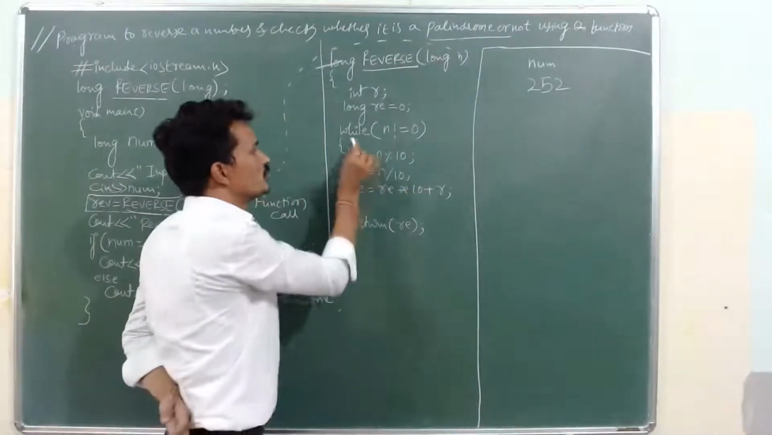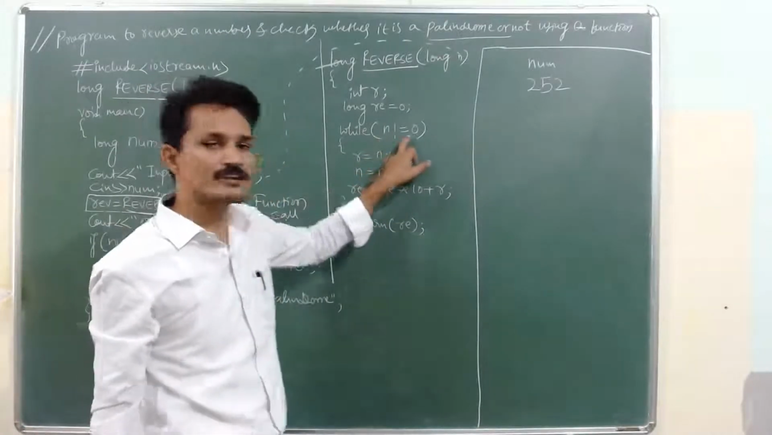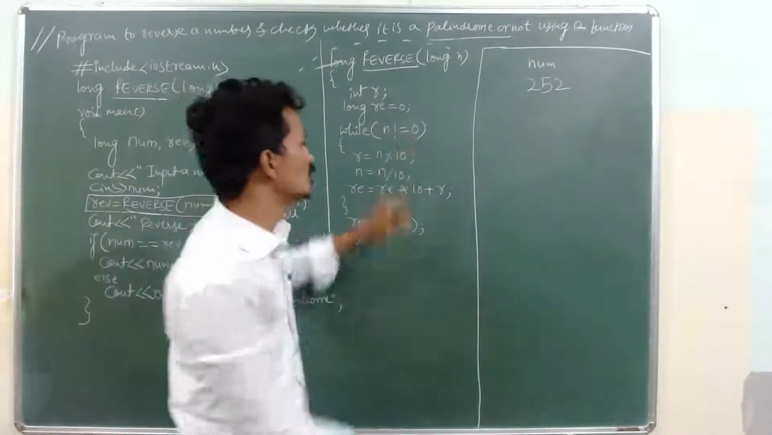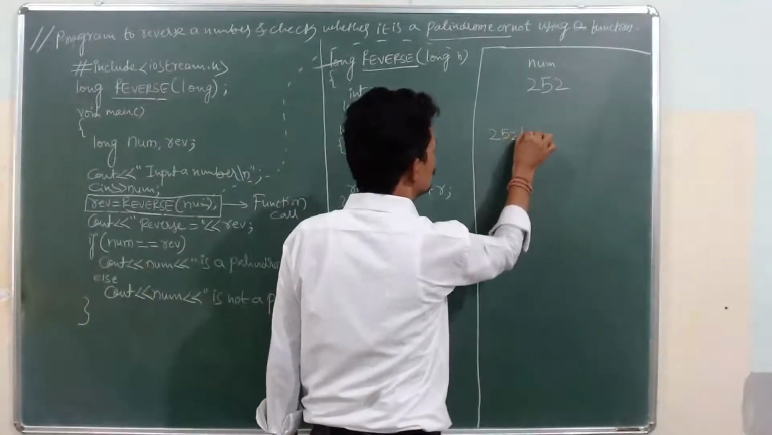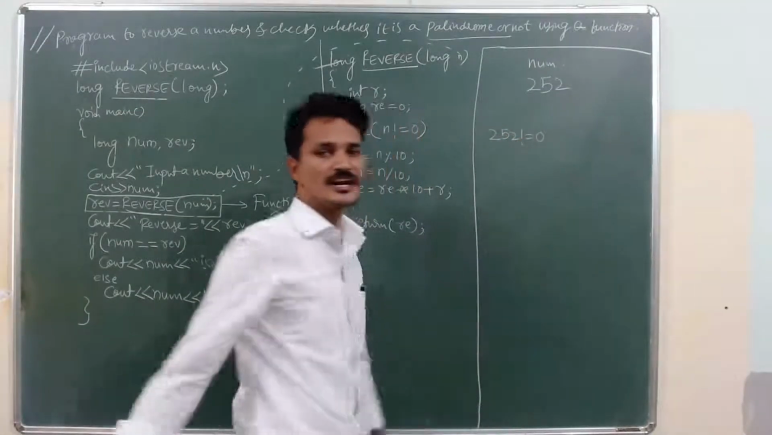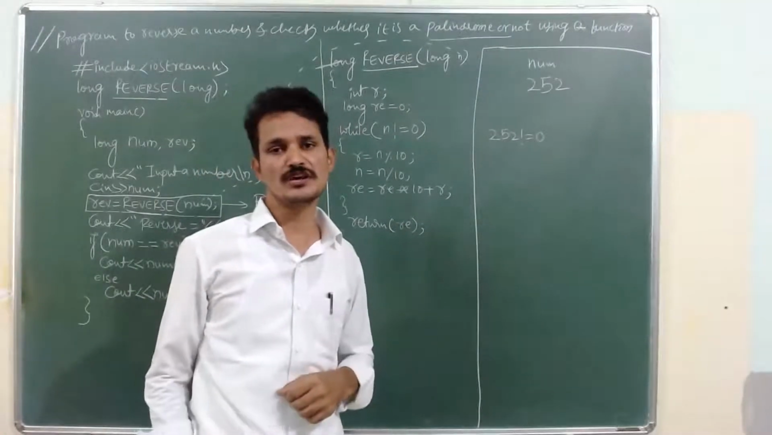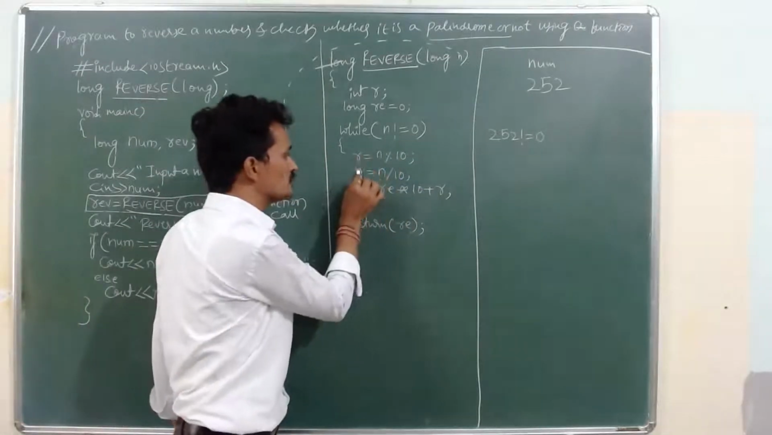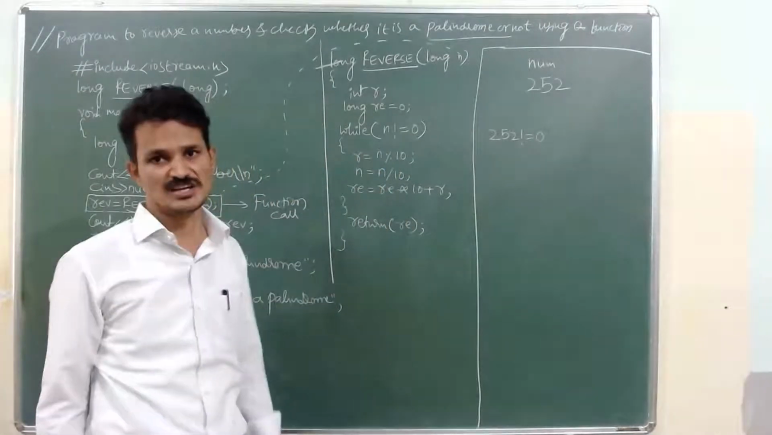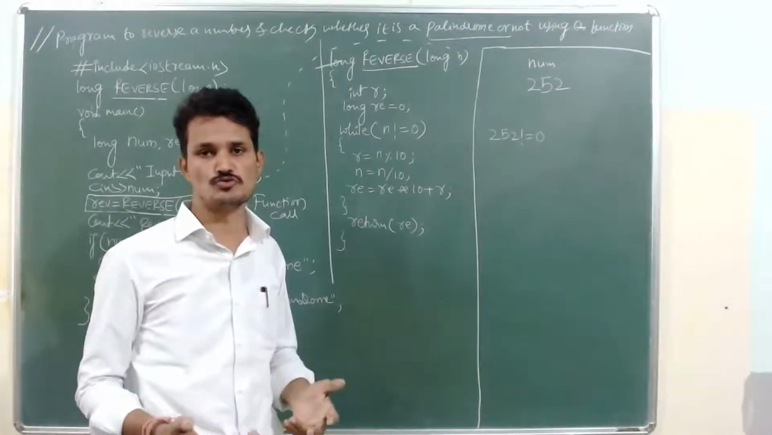Fine. Have a look at here. While open parenthesis n is not equal to 0. What is the value of n? 252. So I am substituting here. 252 is not equal to 0. Condition true or false? Condition true. Yes, it is true. When the condition is true, I am supposed to execute the first, second and third statement. These three statements I have to execute because my condition is true.